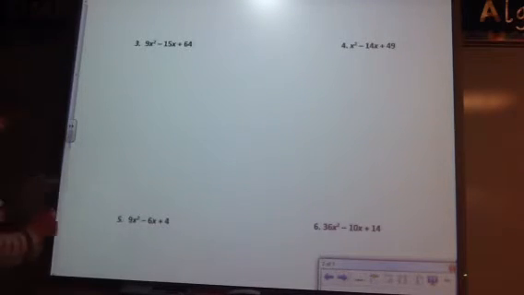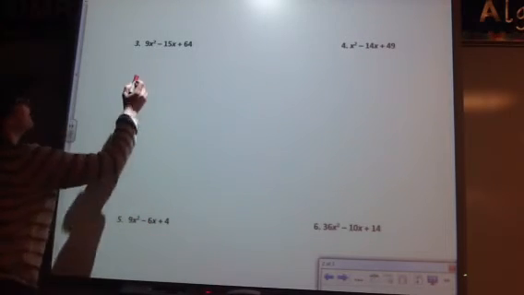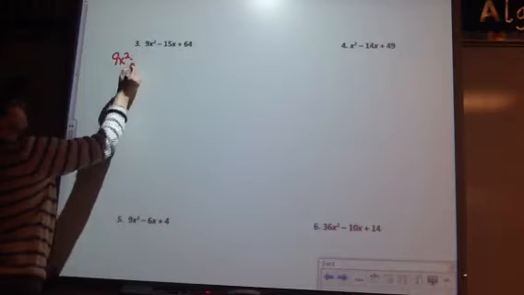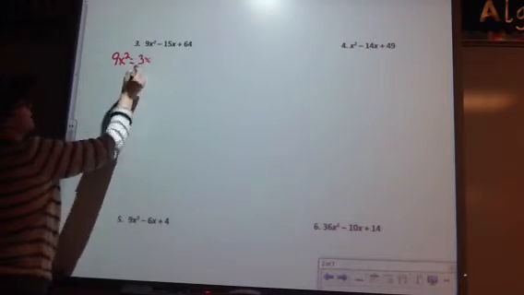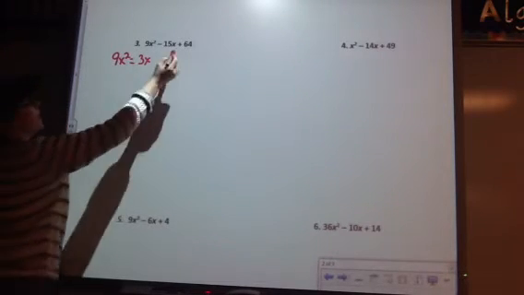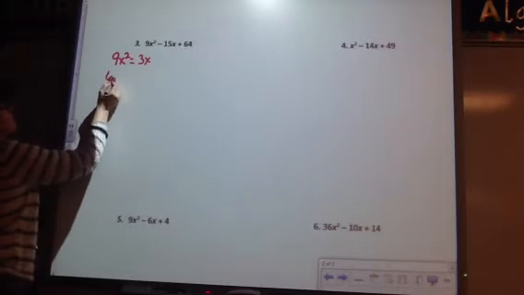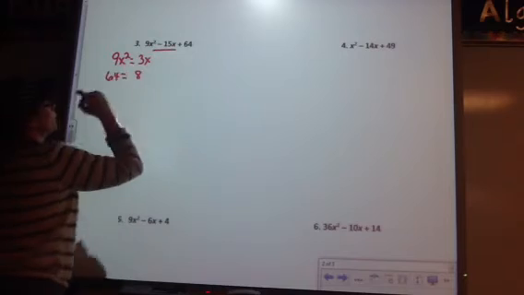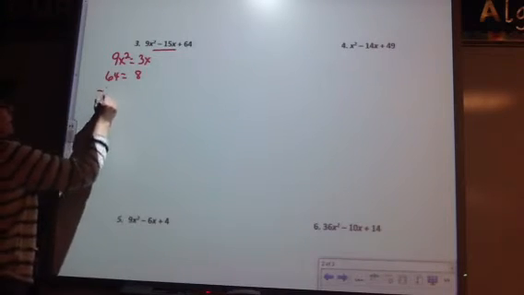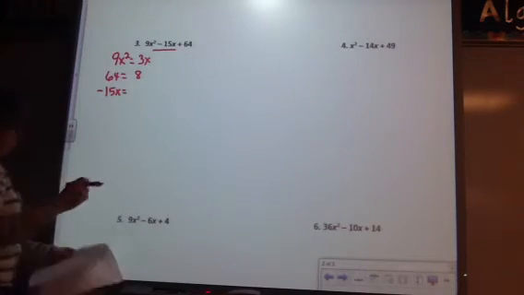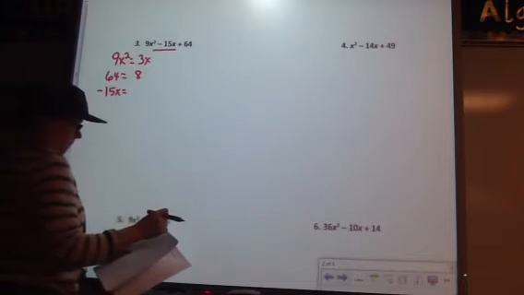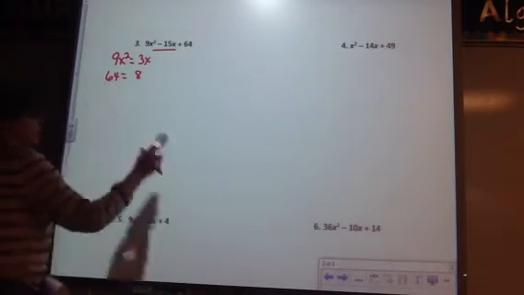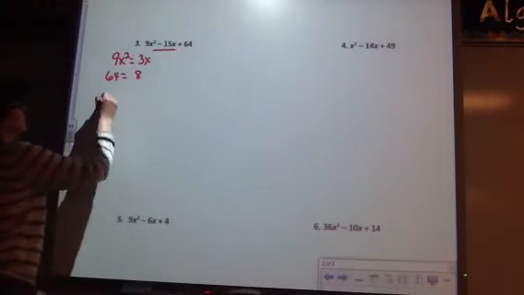All right, let's look at number 3 here. Now, is this a perfect square? Well, 9 is, and x is. Yes. Okay. Is 64 a perfect square? 8 times 8. Yes. So then for our middle term, what we need the negative 15x to equal. Let's just put 15x there.